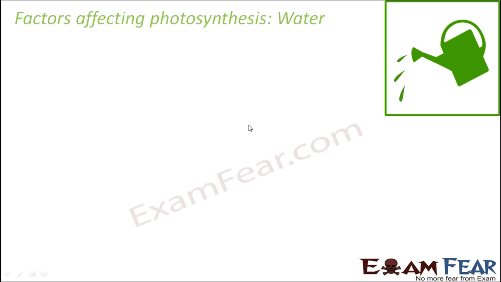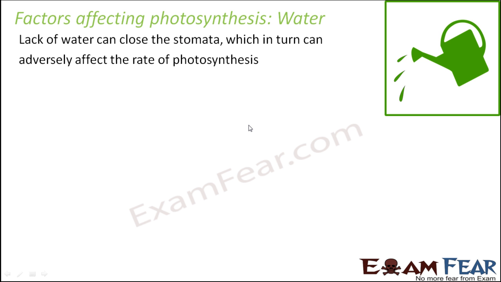The third factor, that is water. So let us look at the next factor, that is water. Now needless to say, we all know how important water is for the process of photosynthesis. Now let us see what happens if we increase or decrease the amount of water supplied to a plant. How will it affect the rate of photosynthesis?